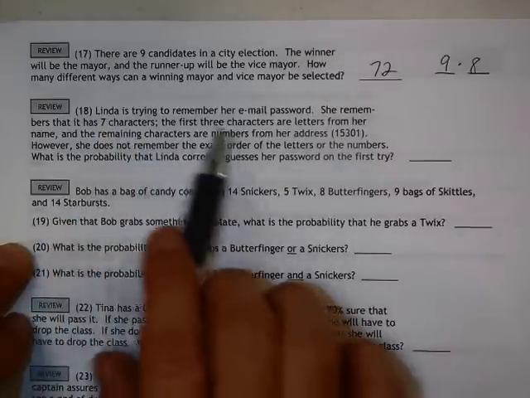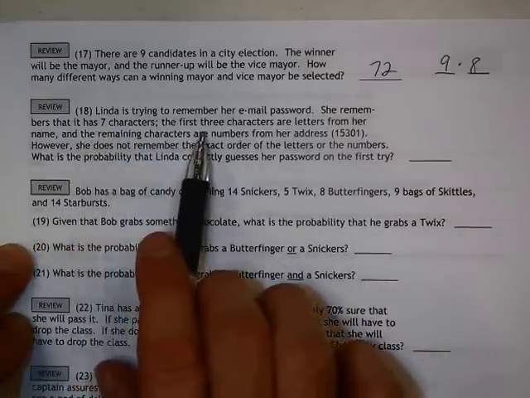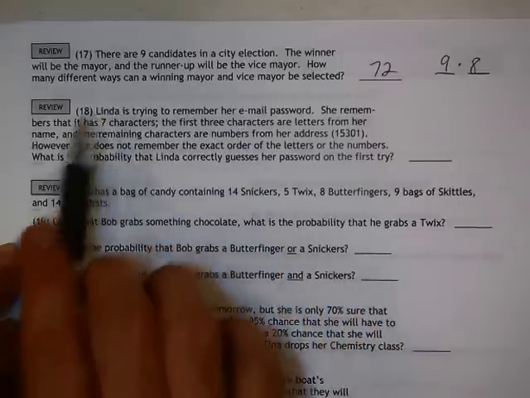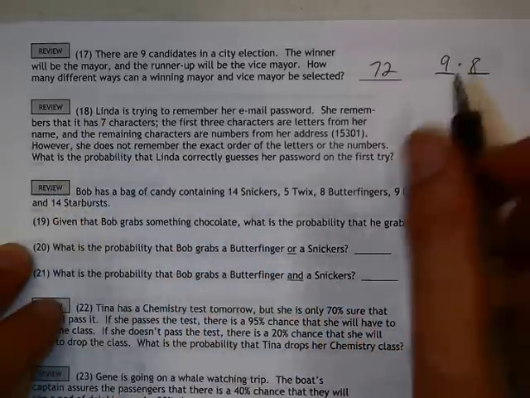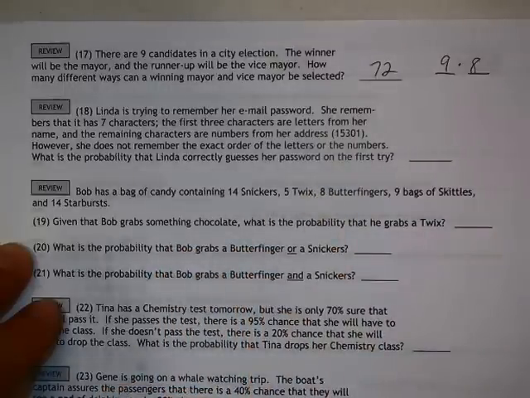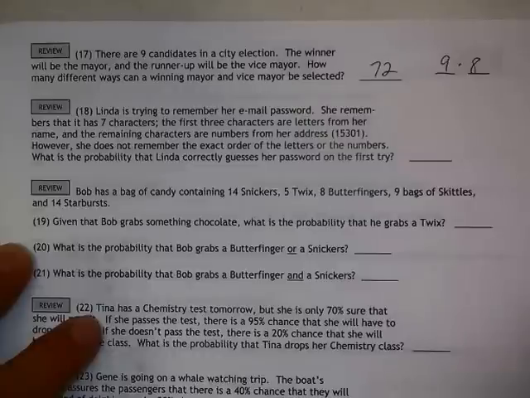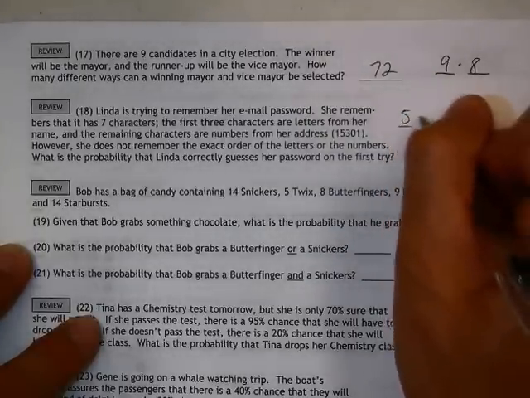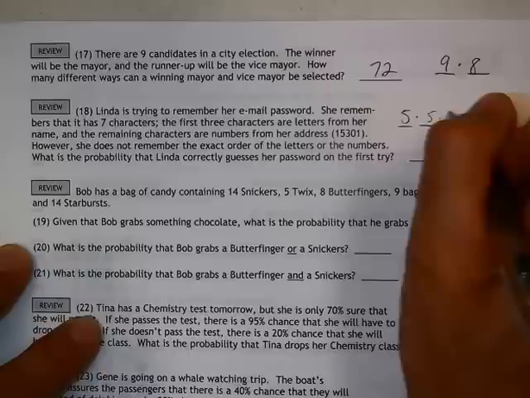So we look at just the first 3. Now it says again, the first 3 characters are letters from her name. So we look at her name, Linda. There's 5 different letters in that name. And it doesn't say anything about not being able to repeat letters and numbers, so we're going to go ahead and assume that we can repeat. So there are 5 letters in the name Linda, which means the first 3 choices would be 5 times 5 times 5.